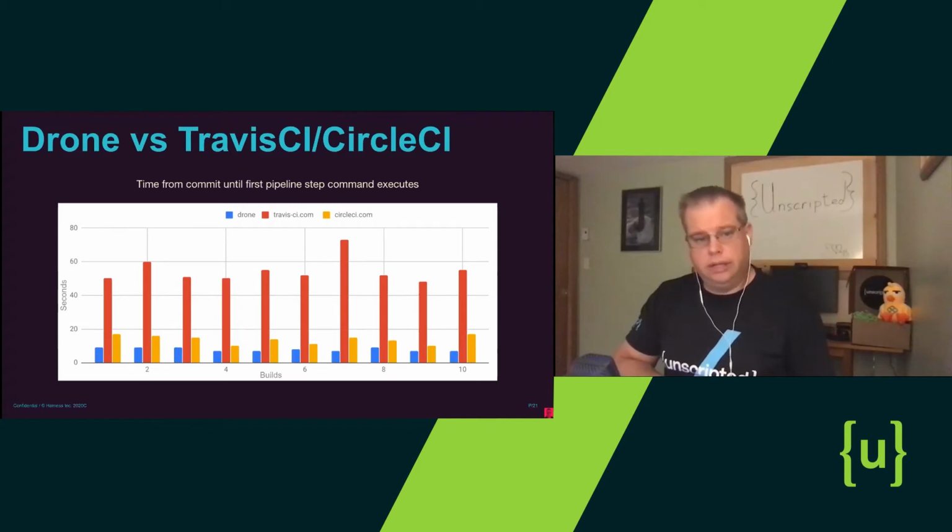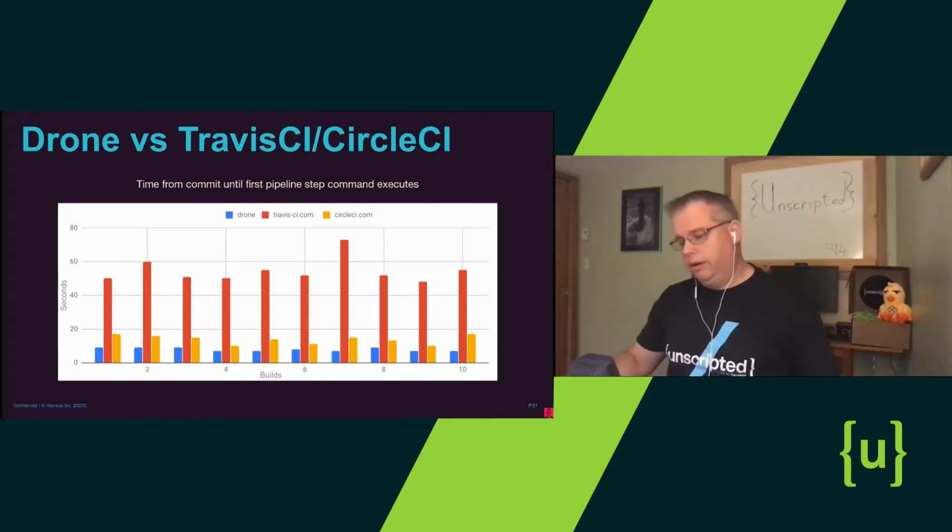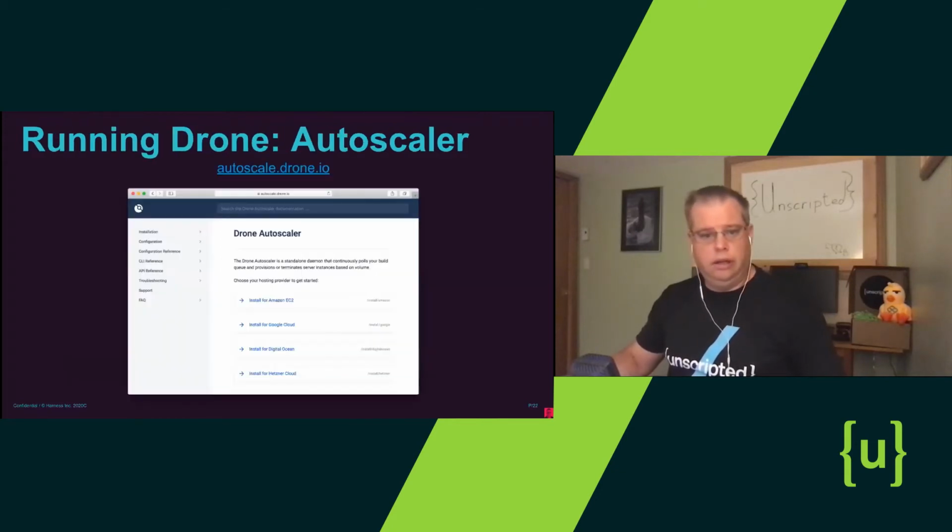And Drone, most of the time, by the time they got to the console, it was either already built or was well in the process of building their toolkit. We had about 7 seconds on average for the start of any repository, and that was all handled through the Autoscaler. It's a Drone plugin.